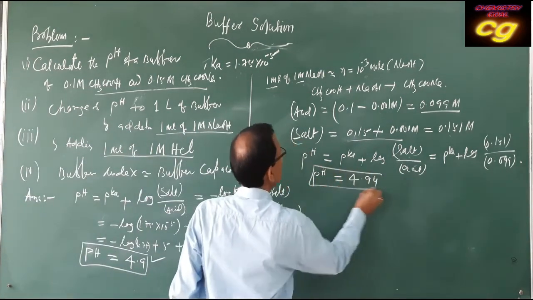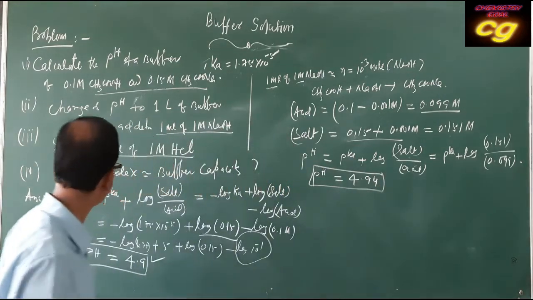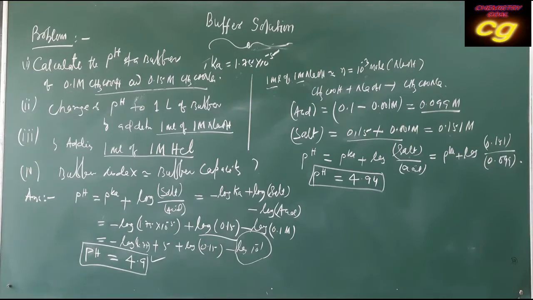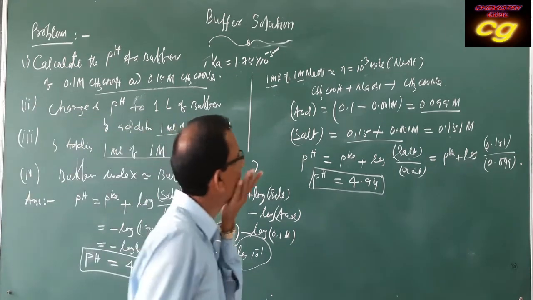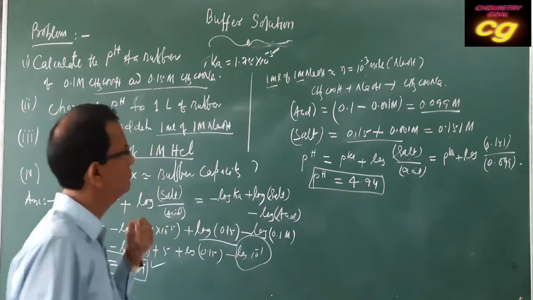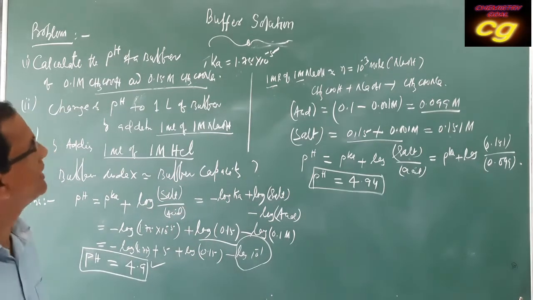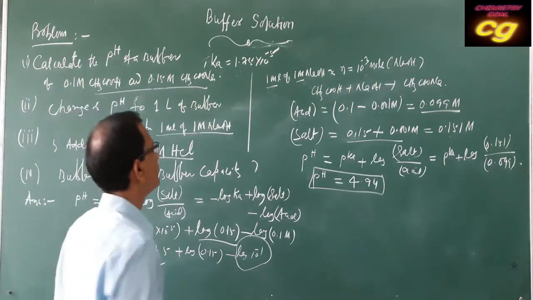4.94. Earlier it was how much? 4.9. Now it is 4.94. This is the value. Okay. So this is the pH value after addition of base. Similarly, you will calculate for the addition of acid.